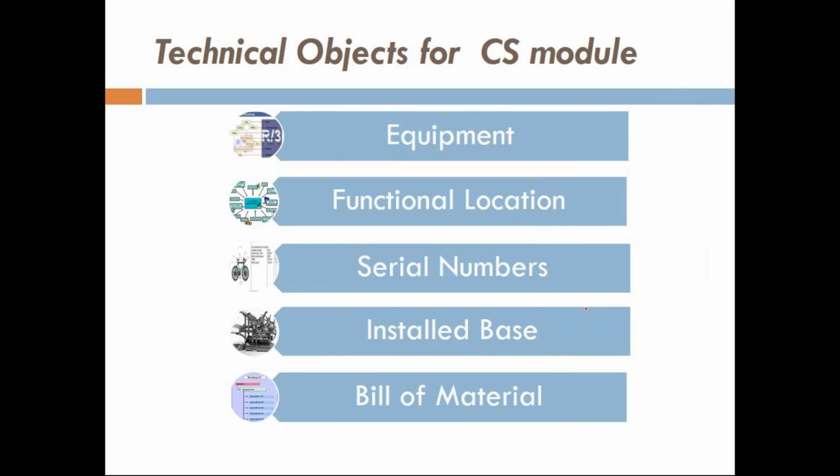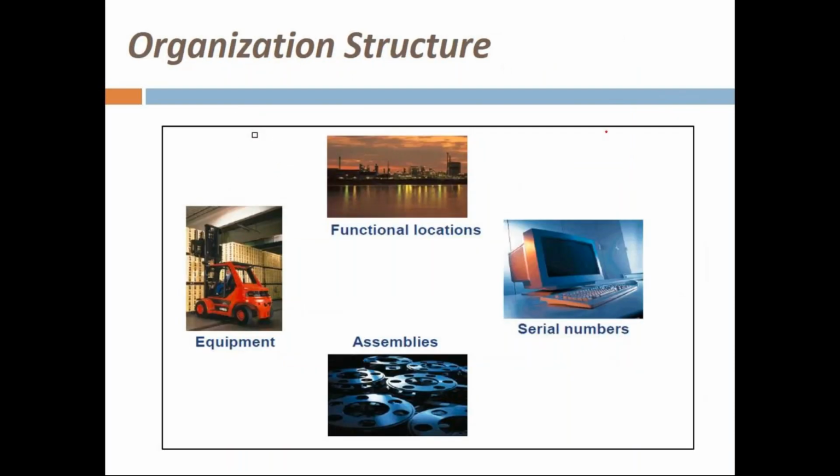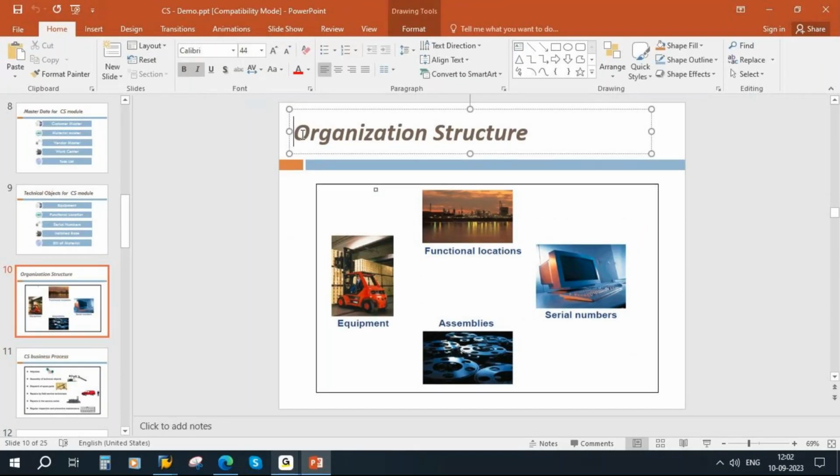Got it. So these are the ones: functional locations, equipment, BOMs, assemblies, and then serial numbers. These are the main technical objects.